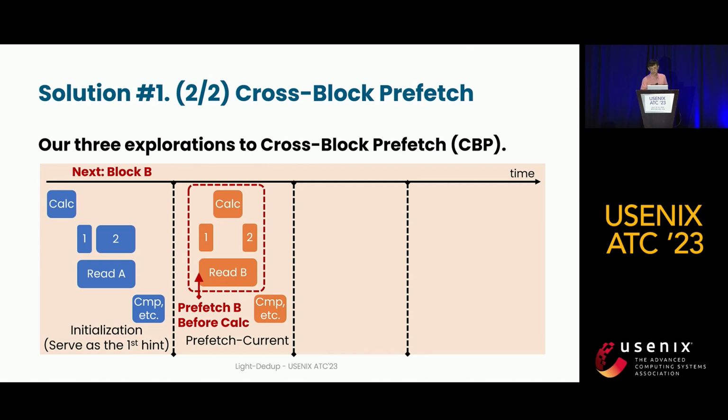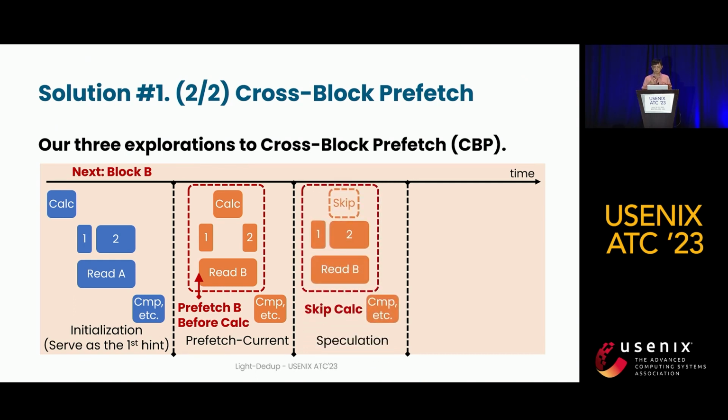First, during the initialization, we can obtain the first hint, that is the next block is block B. By leveraging this hint, we first propose the prefetch current technique, which is used to prefetch the hinted block before any calculation starts. Thus, calculation can be used to hide NVMe read latency. Then, in the case we have speculated that the to-be-compared block is block B, there is no need to calculate the fingerprint anymore. Thus, we propose speculation, which skips the fingerprint calculation directly.